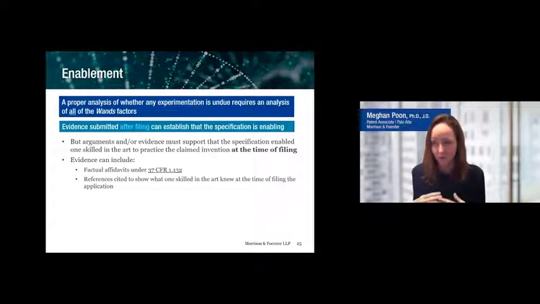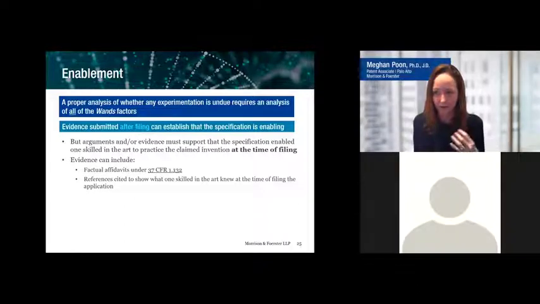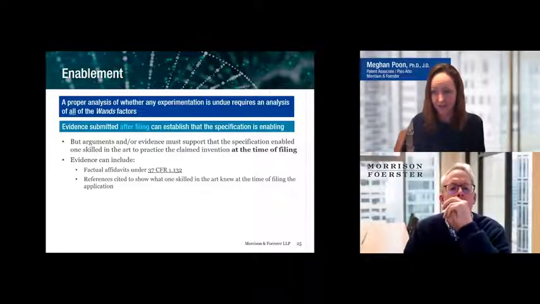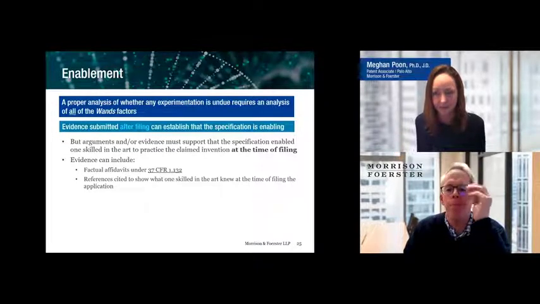Again, you don't necessarily want to be in the position of having to rely on references or affidavits to enable your application. So, probably the advice here is an ounce of prevention is worth a pound of cure. You want to try to put in as much disclosure in your application to prevent having to go down these roads, but it is certainly possible.